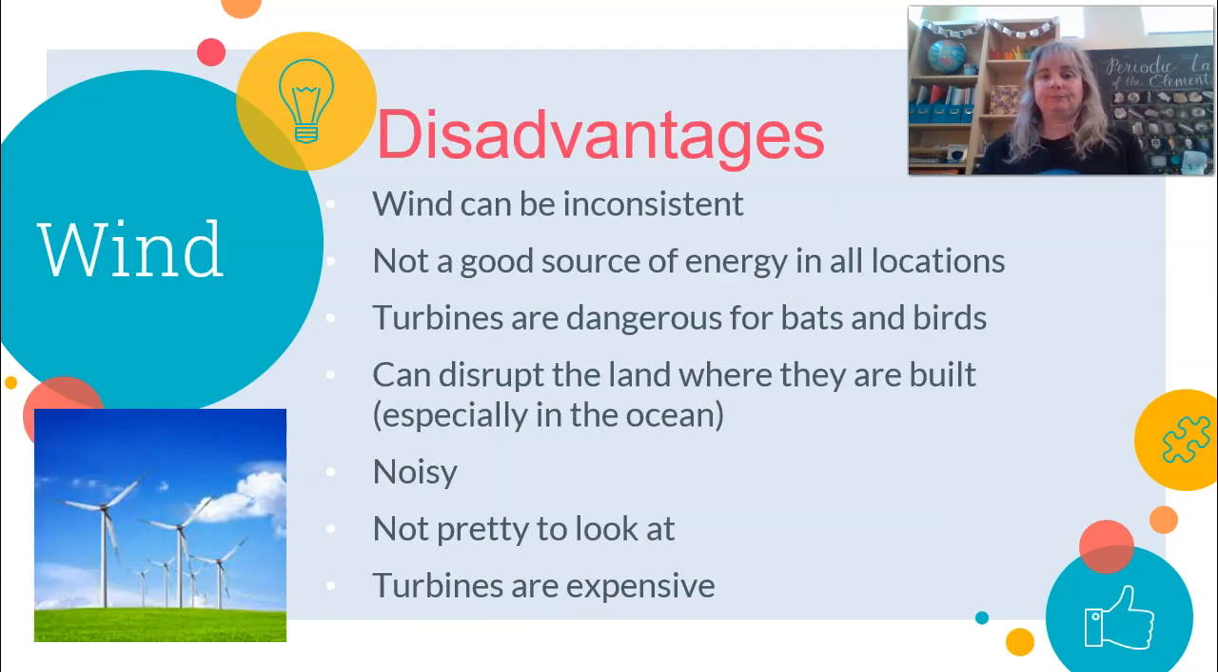Disadvantages. Wind can be inconsistent. You might live in a place, or there might be a city, where there's not a lot of wind that could be captured for energy. So it's not a good source of energy in all locations. The moving turbines can be dangerous for birds and bats. They can hit birds and kill them. They can also disrupt the land where they're built, especially in the ocean.